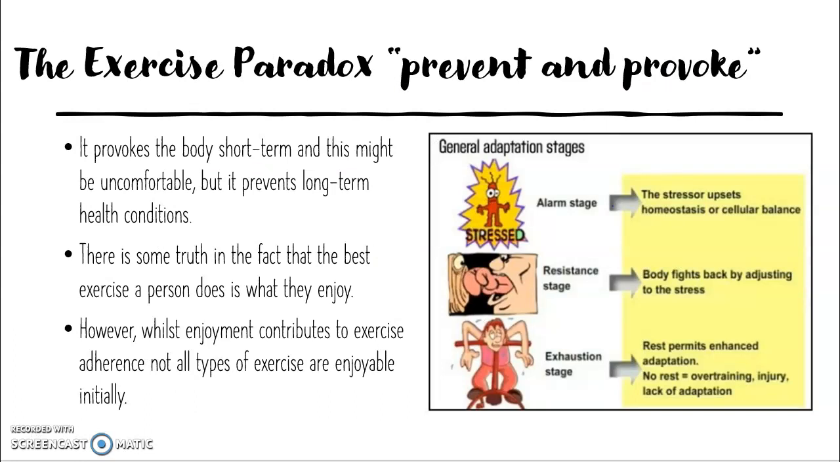So there is a paradox in exercise, and this is the prevent and provoke. In order to prevent bad things happening in the future, such as cardiovascular disease, stroke, cancer, diabetes, osteoarthritis, we need to make sure that we're moving and exercising. But there's a short-term provocation. We're going to get hot and sweaty and uncomfortable for a short period of time.